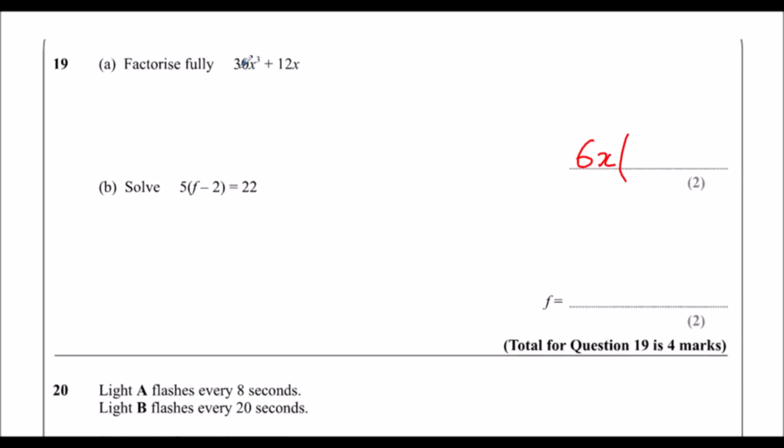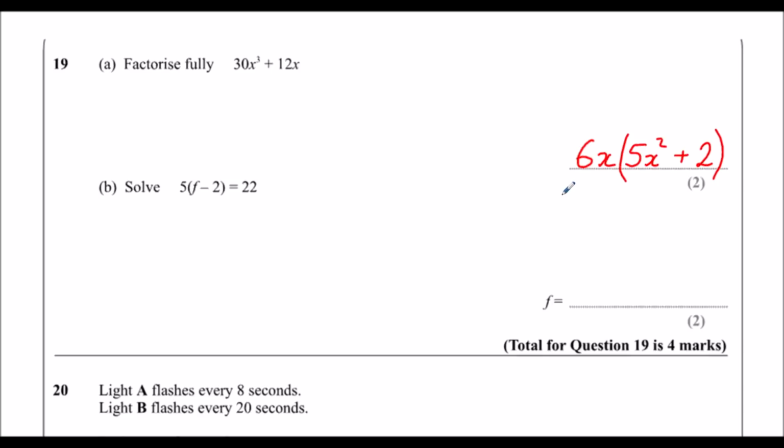6x times what makes 30x cubed? 6 times 5 is 30, and x times x squared is x cubed. And then 6x times what makes 12x? Well, 6 times 2 is 12, so 6x times 2 is 12x. There are no more common factors left inside, so we've factorized fully.